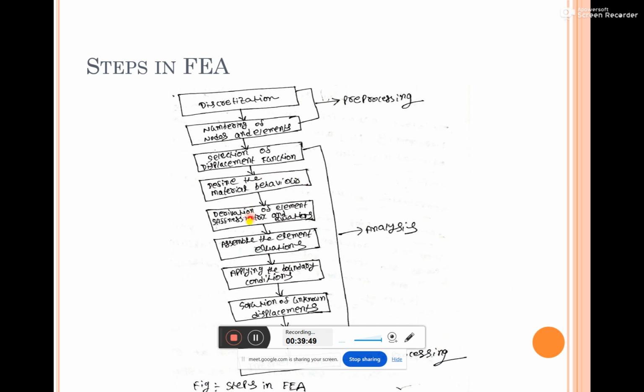And after that you can apply the stiffness matrix for each individual element. After that, we have to assemble the global equation. After that, you find out the displacement and solutions. And after that, in post processing, you can develop different interactive graphs. By seeing that, you can analyze exactly where the displacement happens and how the stress is distributed. Hope you understand this topic: what are the different steps in the FEA?